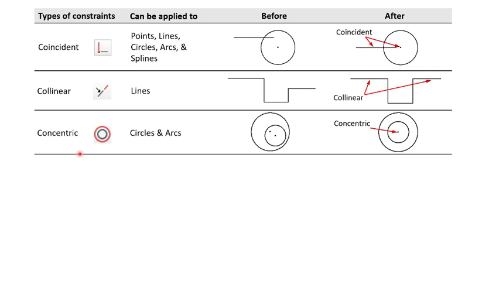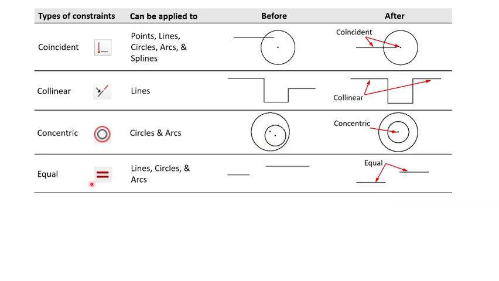The next constraint is concentric. You can use it on circles and arcs. Basically, it will bring the center point of the circles or arcs together, just like this. And the next one is equal. You can use it on lines, circles, and arcs. When it is lines, let's say this example, when you apply the equal constraint, it will make these two lines have the same length. And when you apply it on arcs or circles, you will make the arcs or the circles have the same radius.